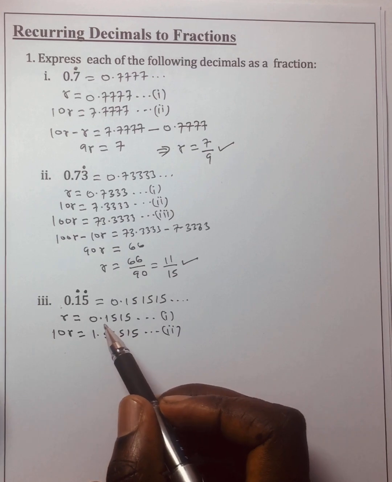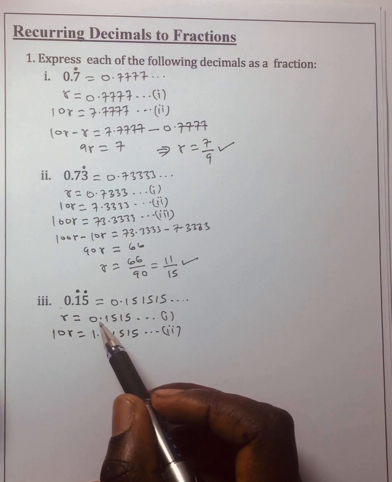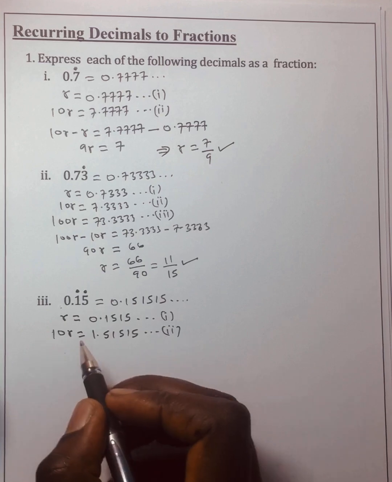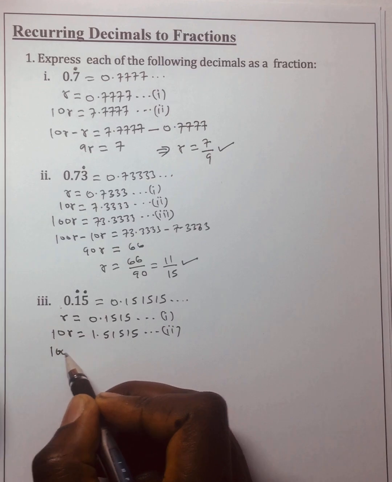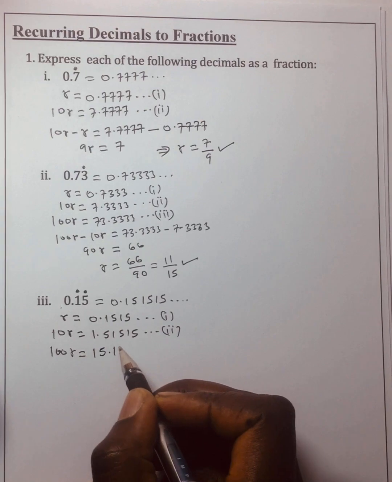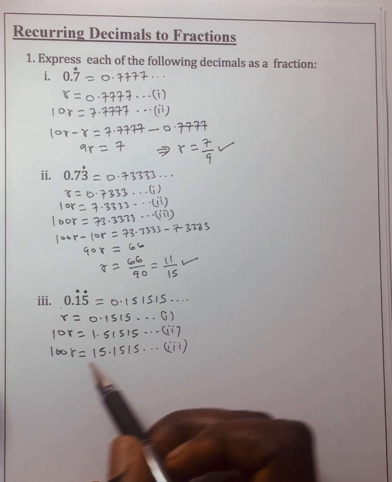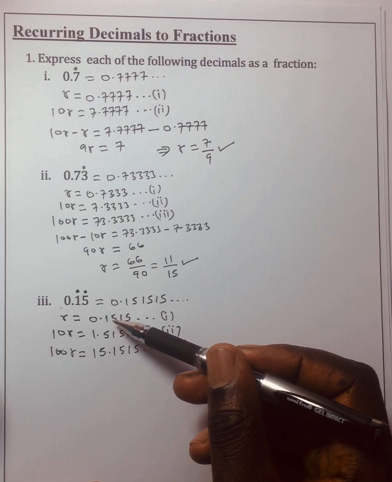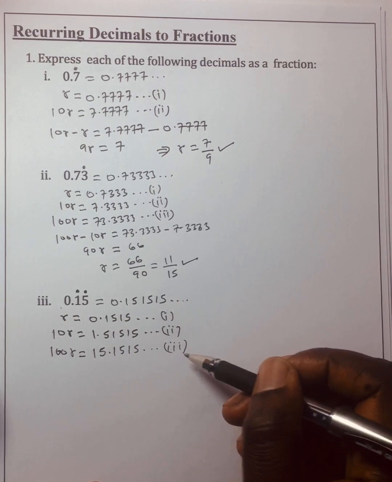So our aim is to get numbers that are similar to the right of the decimal place. So here we have 0.1, here we have 0.5. So we are going to try another one. Let's multiply by 100. So we have 100r is equal to 15.1515. So here we have two numbers that are the same. We have 0.1 there and we have 0.1 there. So we can subtract. That is, we subtract Roman 1 from Roman 3.